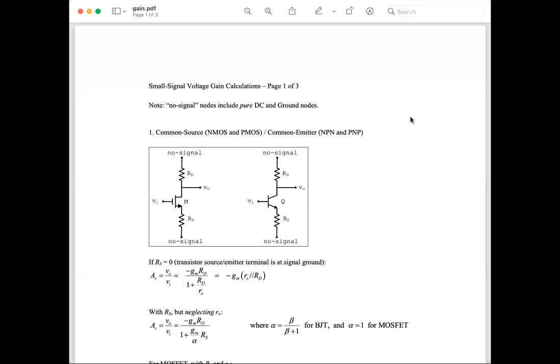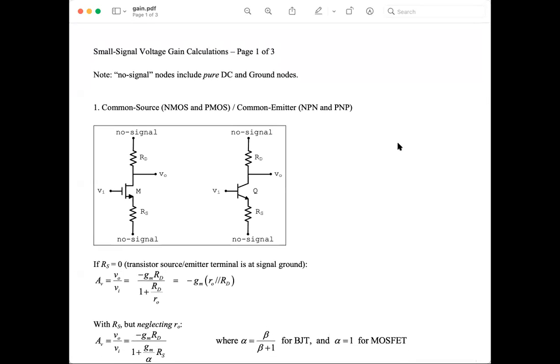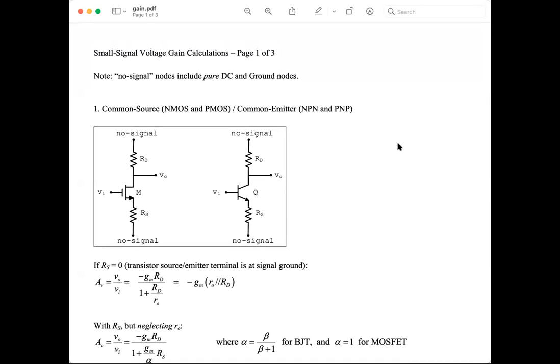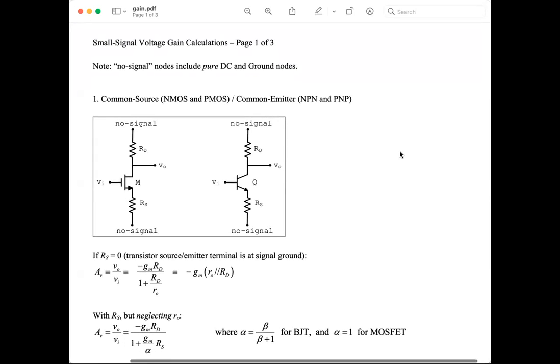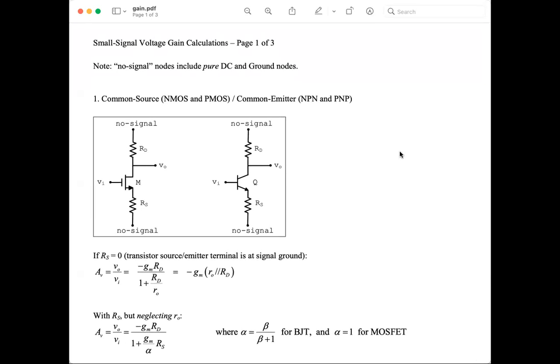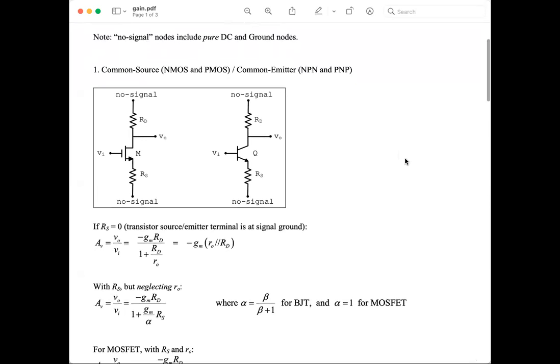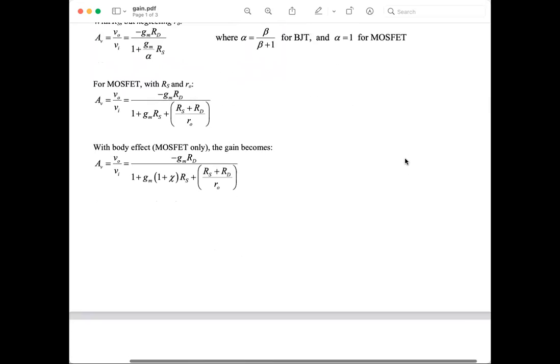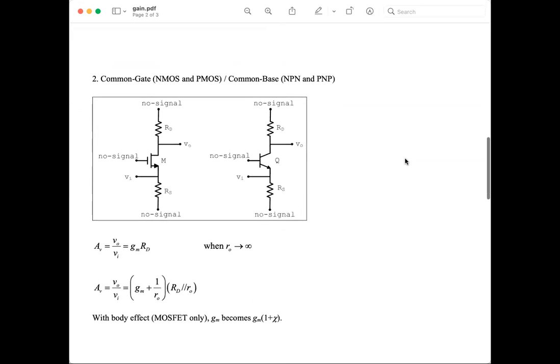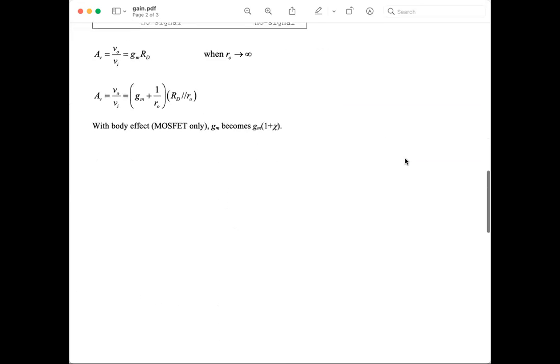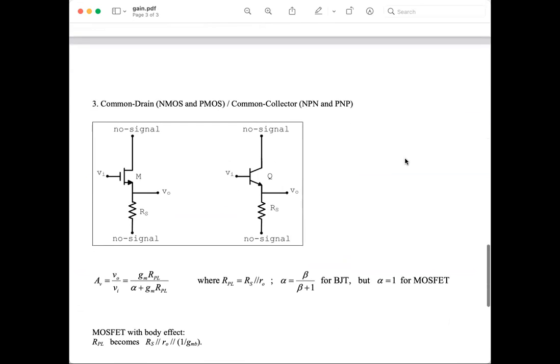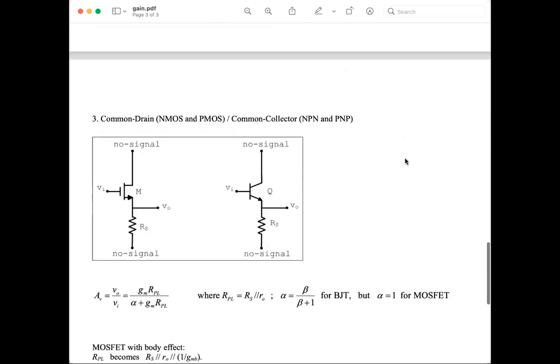So you see here on the first page of the formula sheet that this is about small signal voltage gain calculations, and there's a note that says no signal, this means that the node can be a pure DC or a ground node. So I have this number one, a common source NMOS and PMOS, and common emitter NPN and PNP. And there are some formulas there. And on the next page, there is common gate, NMOS and PMOS, common base, NPN and PNP. And the third page has common drain, which we haven't seen yet, but we will see shortly.